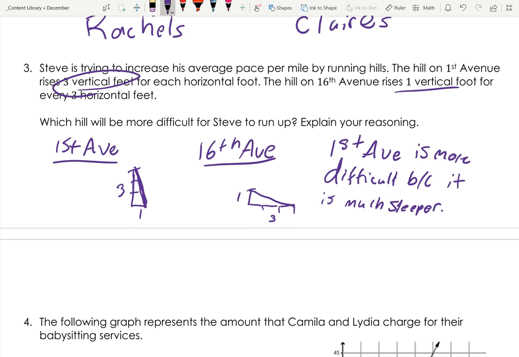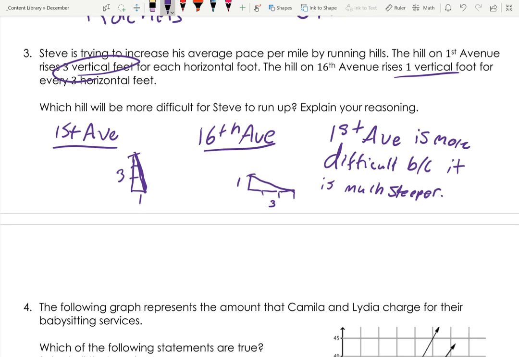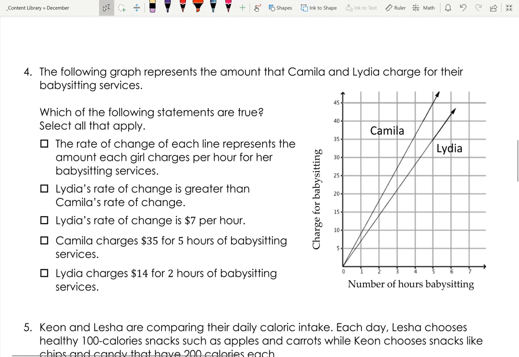I mean, you could elaborate more on this. You could say, it's steeper because it goes up 3 feet every time it goes over 1 versus 16th Avenue, which only goes up 1 foot every 3 feet it stretches out. So I think drawing the picture is pretty much the best explanation you can kind of give here. It really illustrates what's happening.